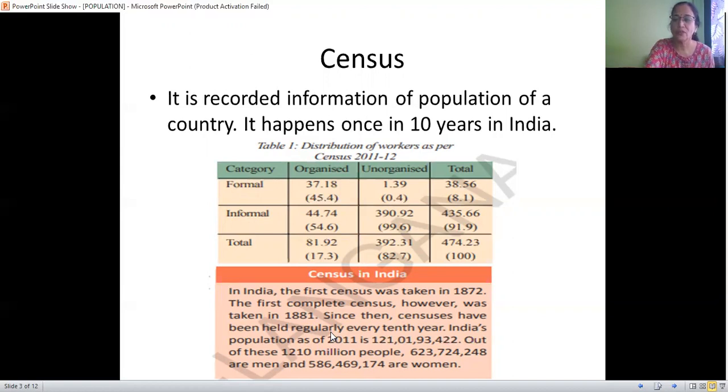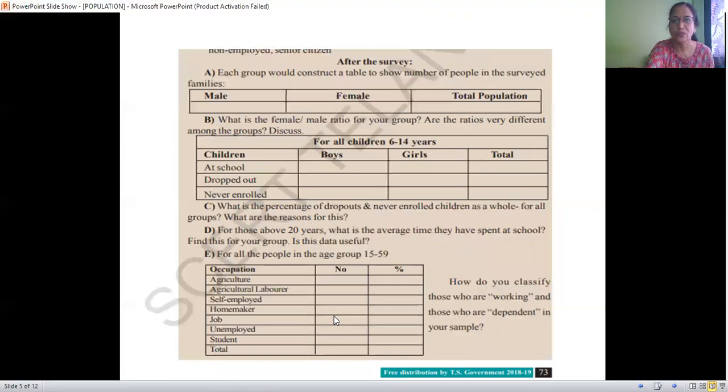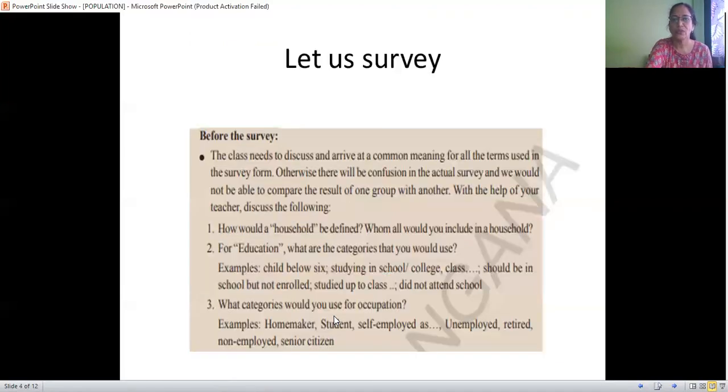Now, before the survey, the students must know certain terms like household. What is the meaning of household? Household is the members of the family.